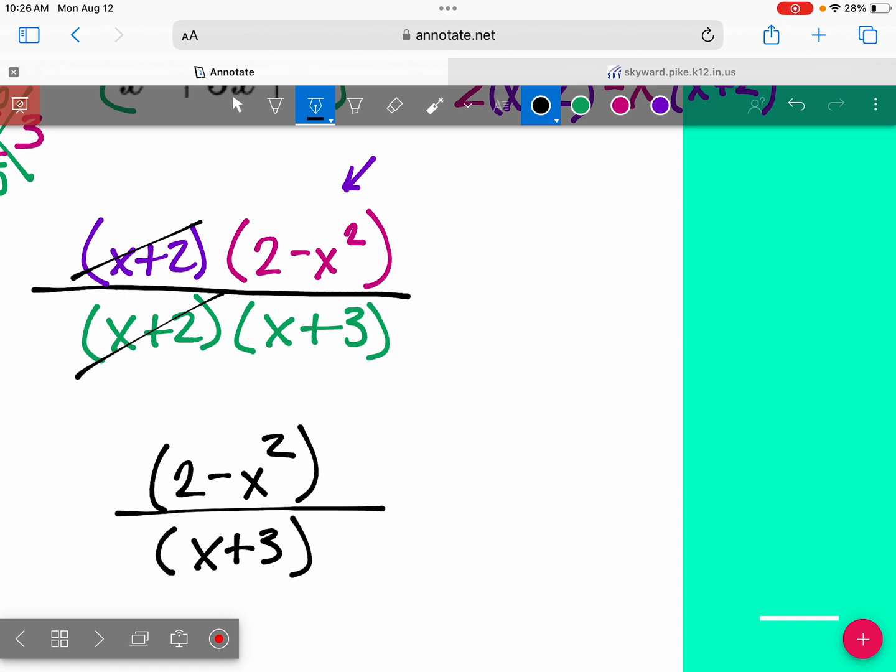Because, I mean, technically, 2 minus x squared, we could try and do a difference of squares with it. It's going to be a hot mess. But we could factor that, but we're not going to. Okay? At this point, we're still working with integers and nice numbers. So this will be our simplified version.